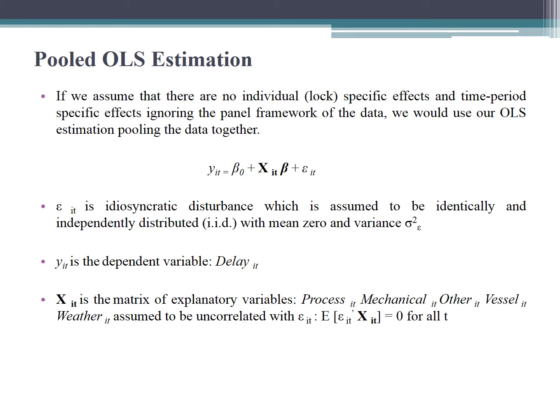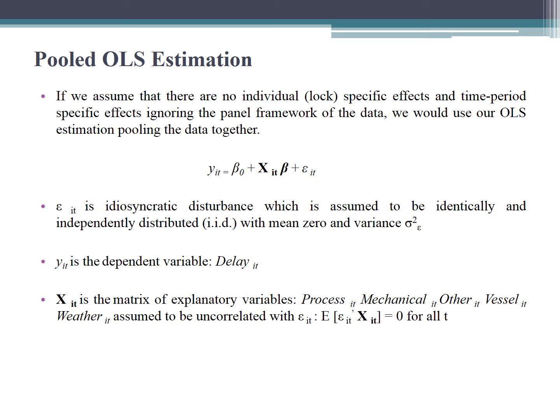These are some of the estimation approaches for our analysis. So the usual pooled OLS estimation is the one where we just ignore the panel framework of the data. We just don't include any lock specific effects and time period specific effects. So the usual model looks like this, where e_it is the usual idiosyncratic disturbance, which is assumed to be identically and independently distributed with mean 0 and variance sigma square as usual.